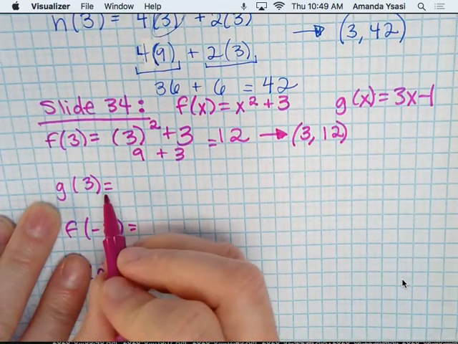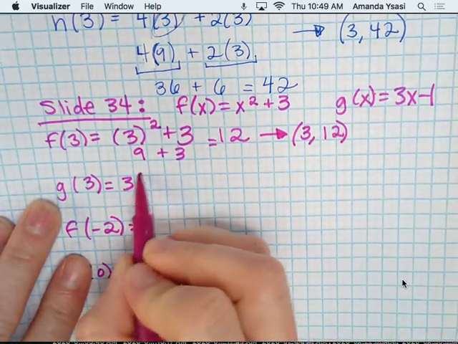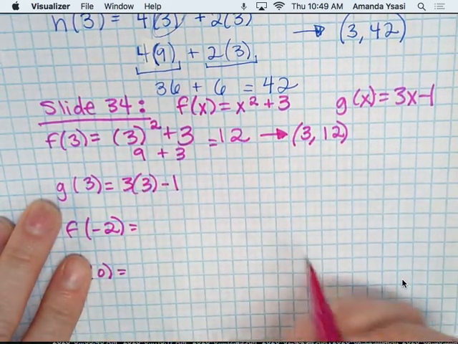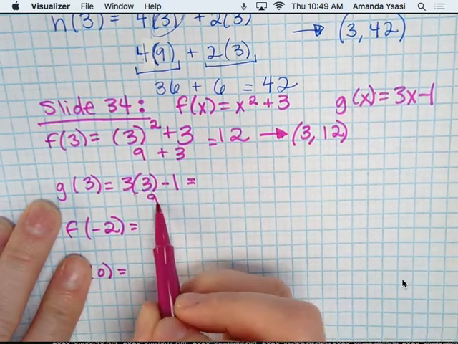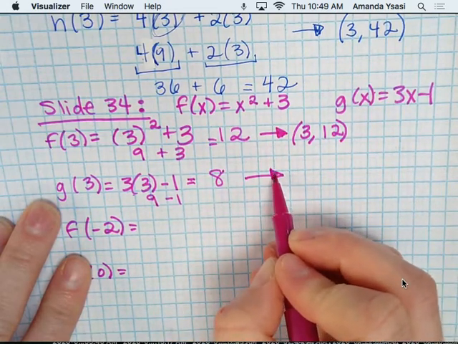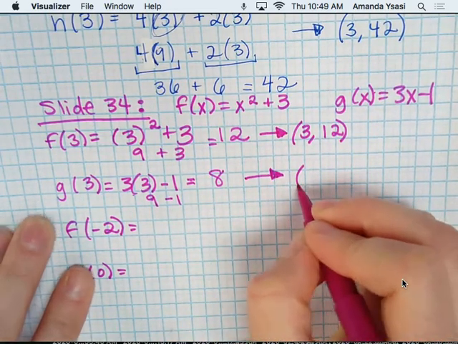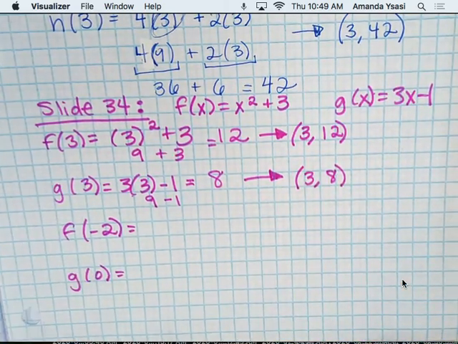Okay, and then g of 3, we're going to plug in g over here. 3 times 3 minus 1. 3 times 3 is 9. 9 minus 1 is 8. So for g of 3, we get 3, 8. So it had a different machine, different operations.